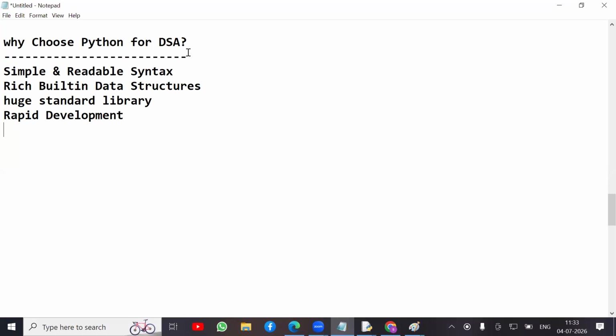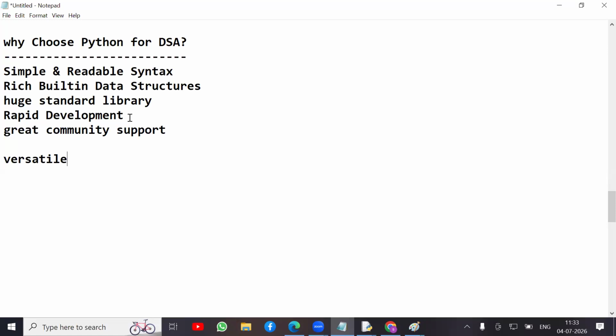Telling very clearly, rapid development, that means faster development. Write and test code quickly. Great community support. At the same time, it is versatile, useful for DSA, web application development, data science, AI/ML and more. It is best for learning and practice.